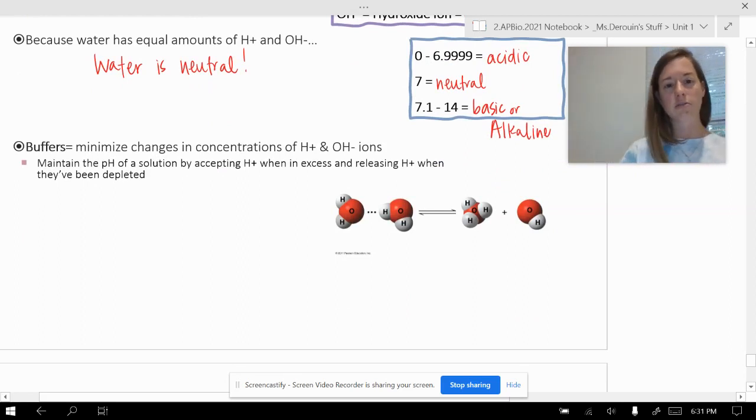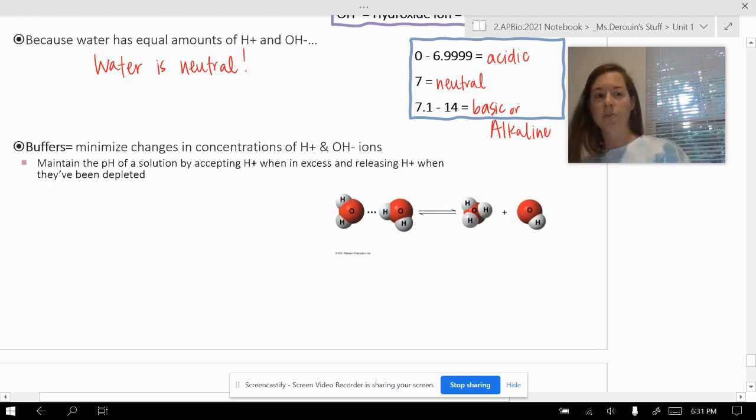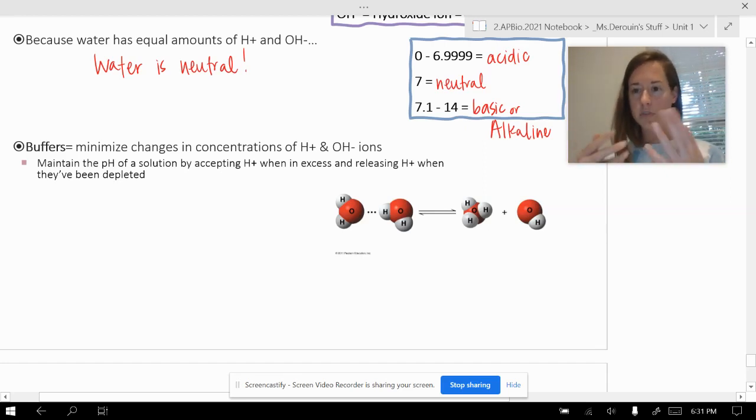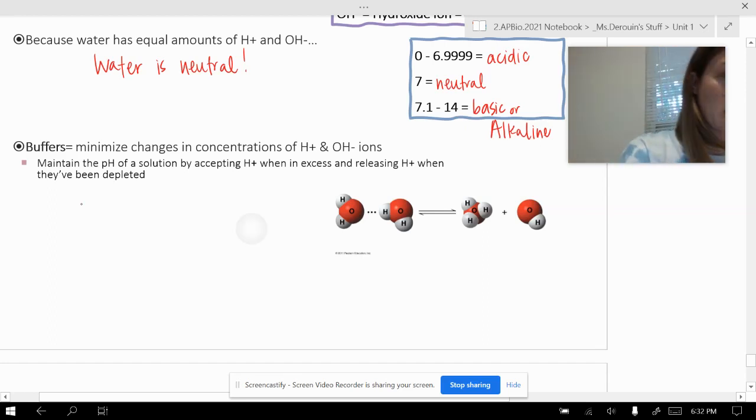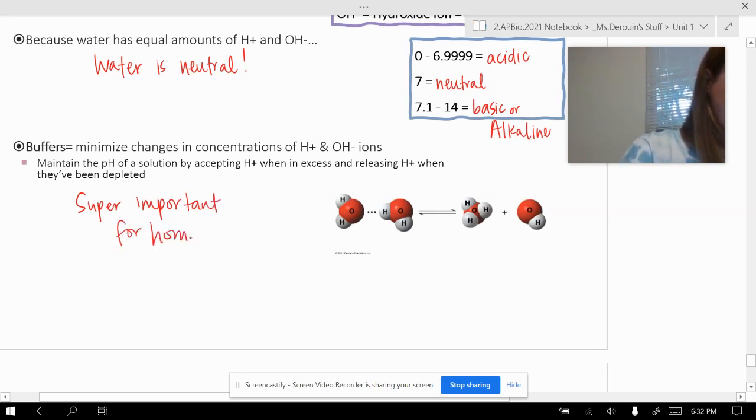Buffers are substances that are able to keep pH neutral. So they're able to absorb H plus when it's in excess and then release it when the solution's becoming too basic. This is really, really important for blood pH and for us to be able to maintain homeostasis. I'll put that on here. Super important for homeostasis.